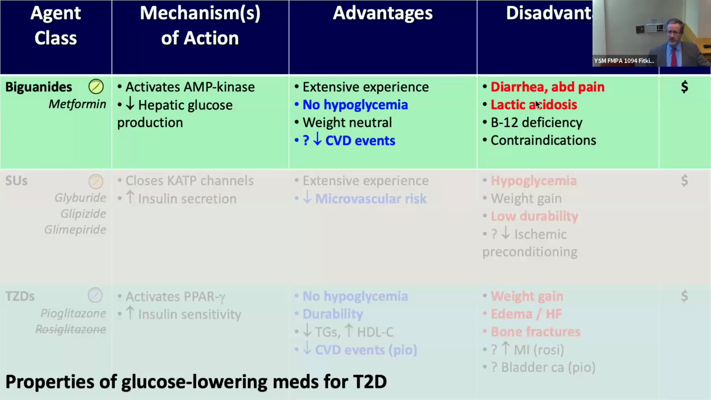GI side effects: those of you that have prescribed it know that most patients will complain of diarrhea, particularly if you give too high a dose initially. And then lactic acidosis can occur, typically in people that have advanced CKD.